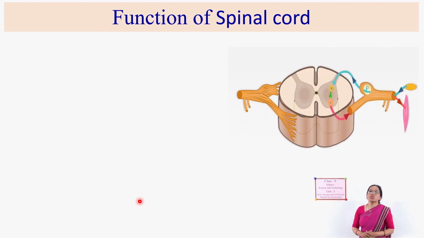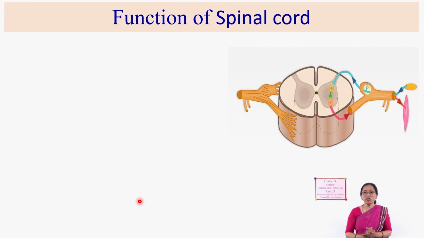And what are the functions of the spinal cord? The spinal cord performs various functions. It is a part of the central nervous system. It helps to connect different parts of the body with the brain. In the lower part there are various organs like heart, lungs, kidney, hands, legs and genital organs. These cannot be directly connected to the brain. So, to connect them with the brain, the spinal cord plays a very important role.